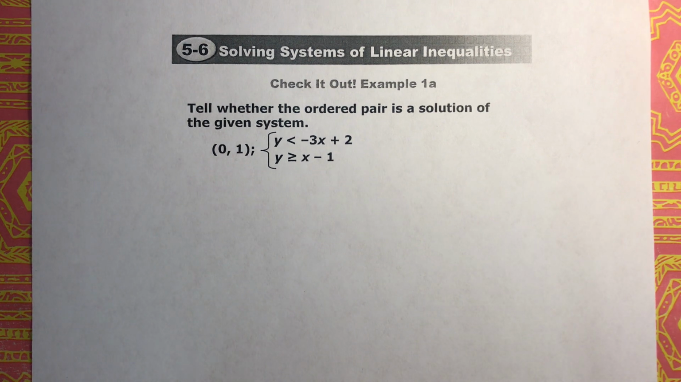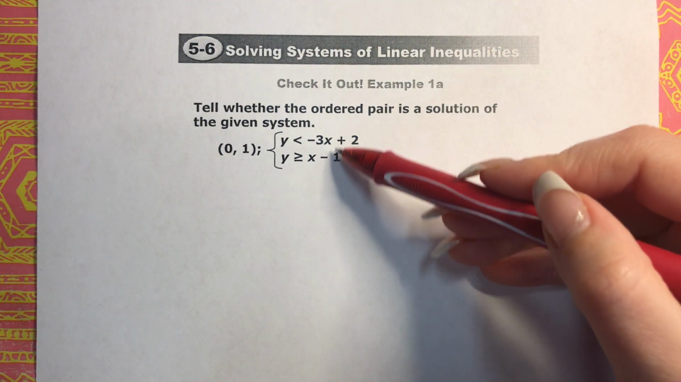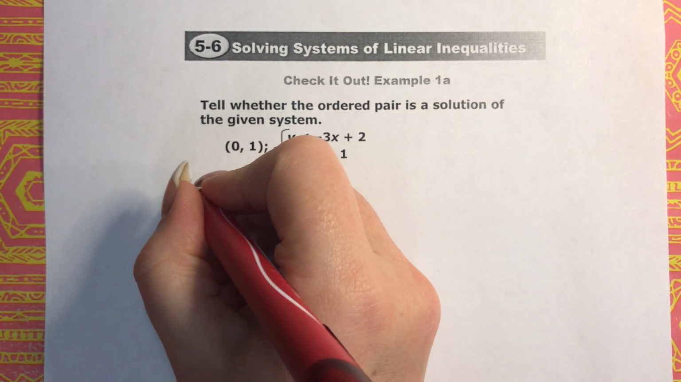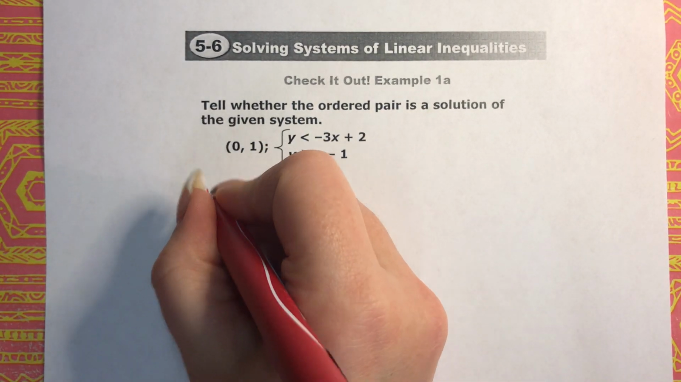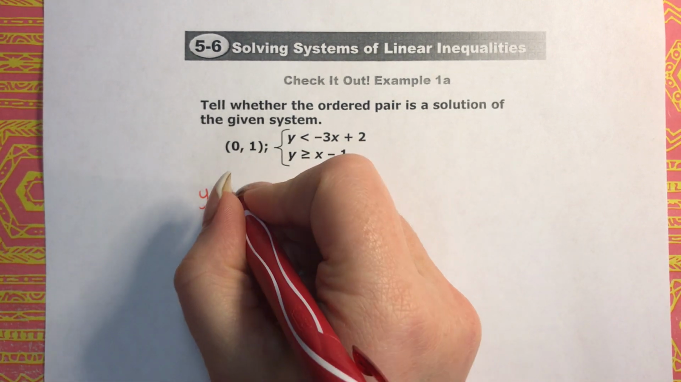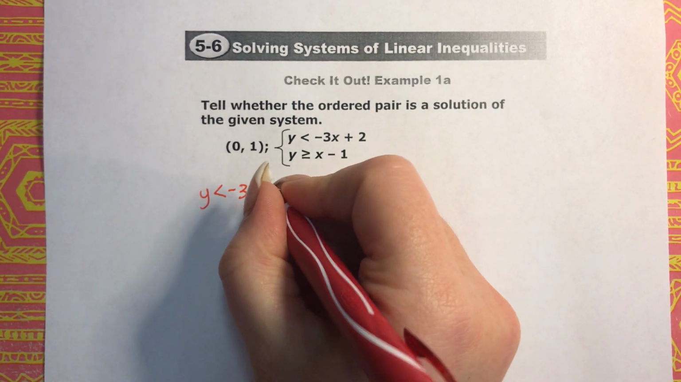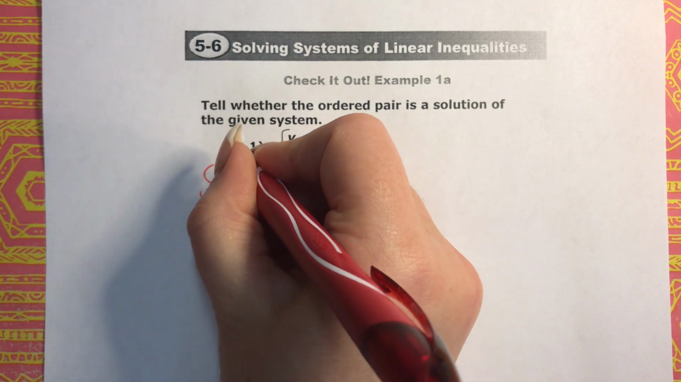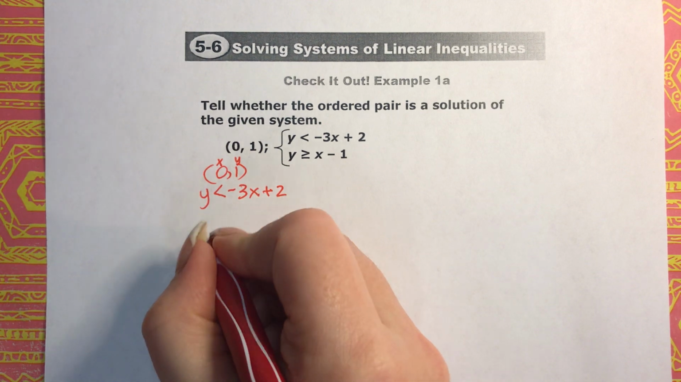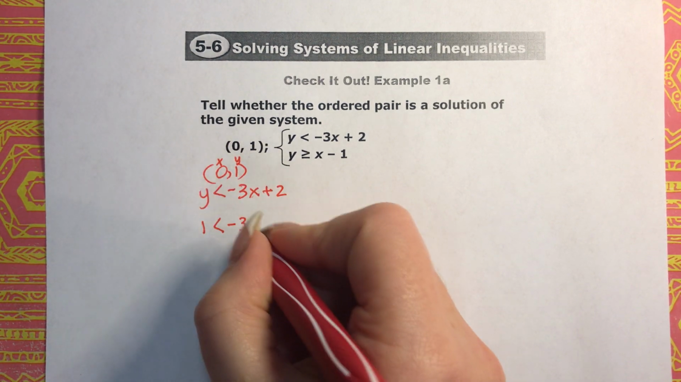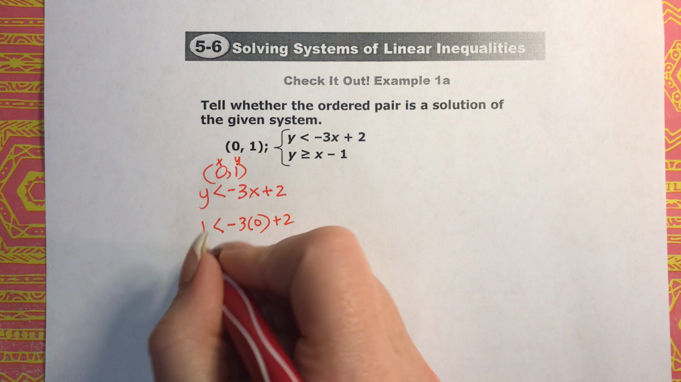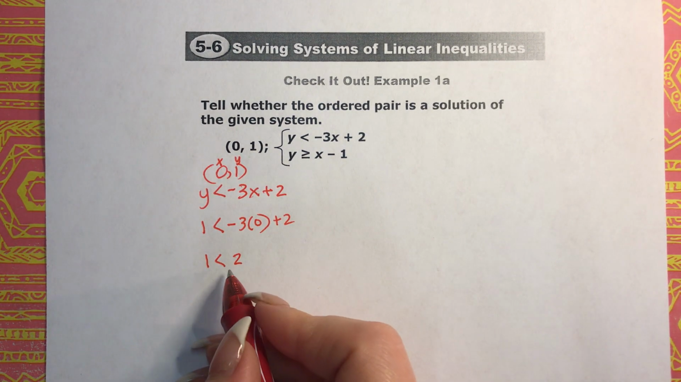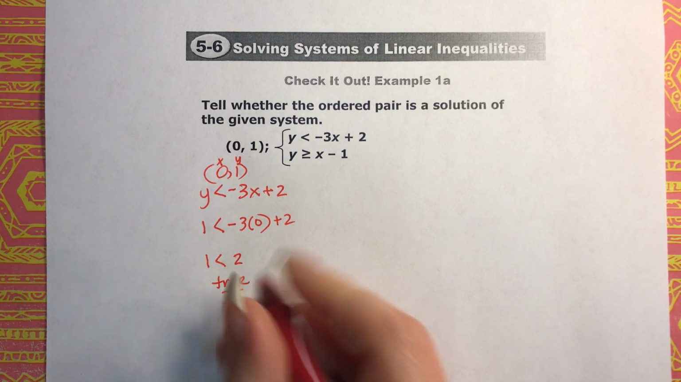Okay, let's see how you did. So we have our ordered pair. We want to see if it's a solution to either one of these. So I'm going to write it here, the first linear inequality. Okay, and then my ordered pair is here. This is my x, this is my y. I'm going to go ahead and substitute 1 in there. And then my x is 0. And what do we have? Negative 3 times 0 is 0, 2. So 1 is less than 2. That's a true statement. That's great.